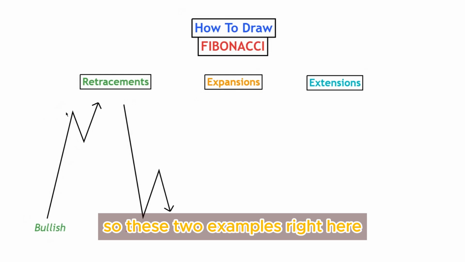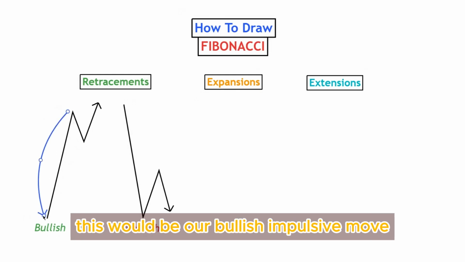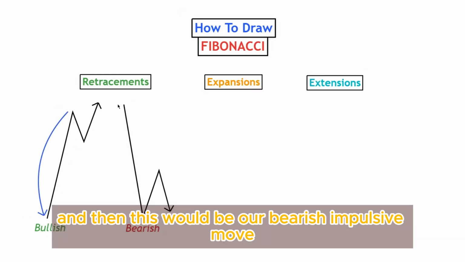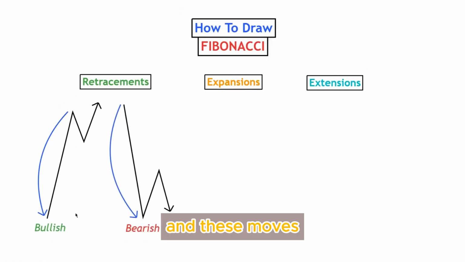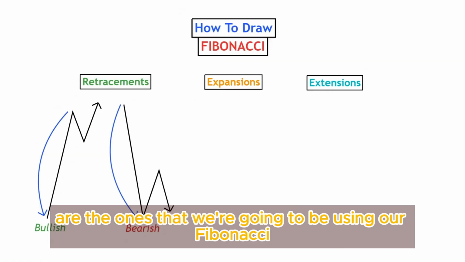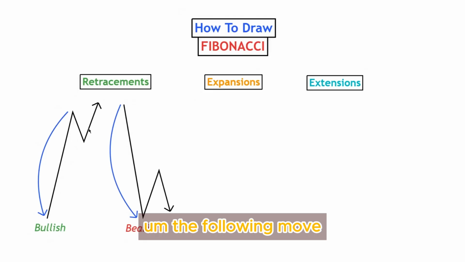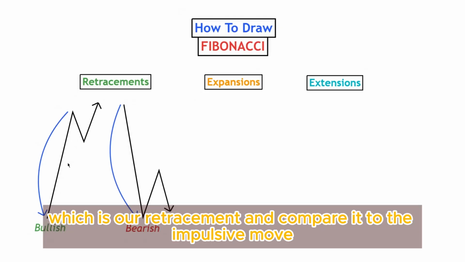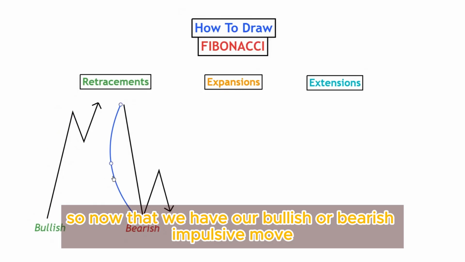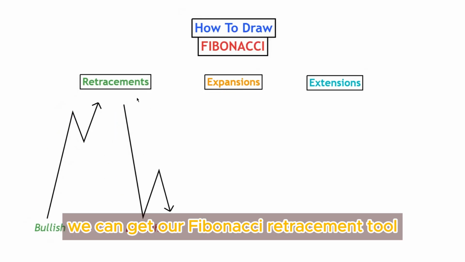So in these two examples right here, this would be our bullish impulsive move, and then this would be our bearish impulsive move. And these moves are the ones that we're going to be using our Fibonacci retracement tool on in order to measure the following move, which is our retracement, and compare it to the impulsive move.